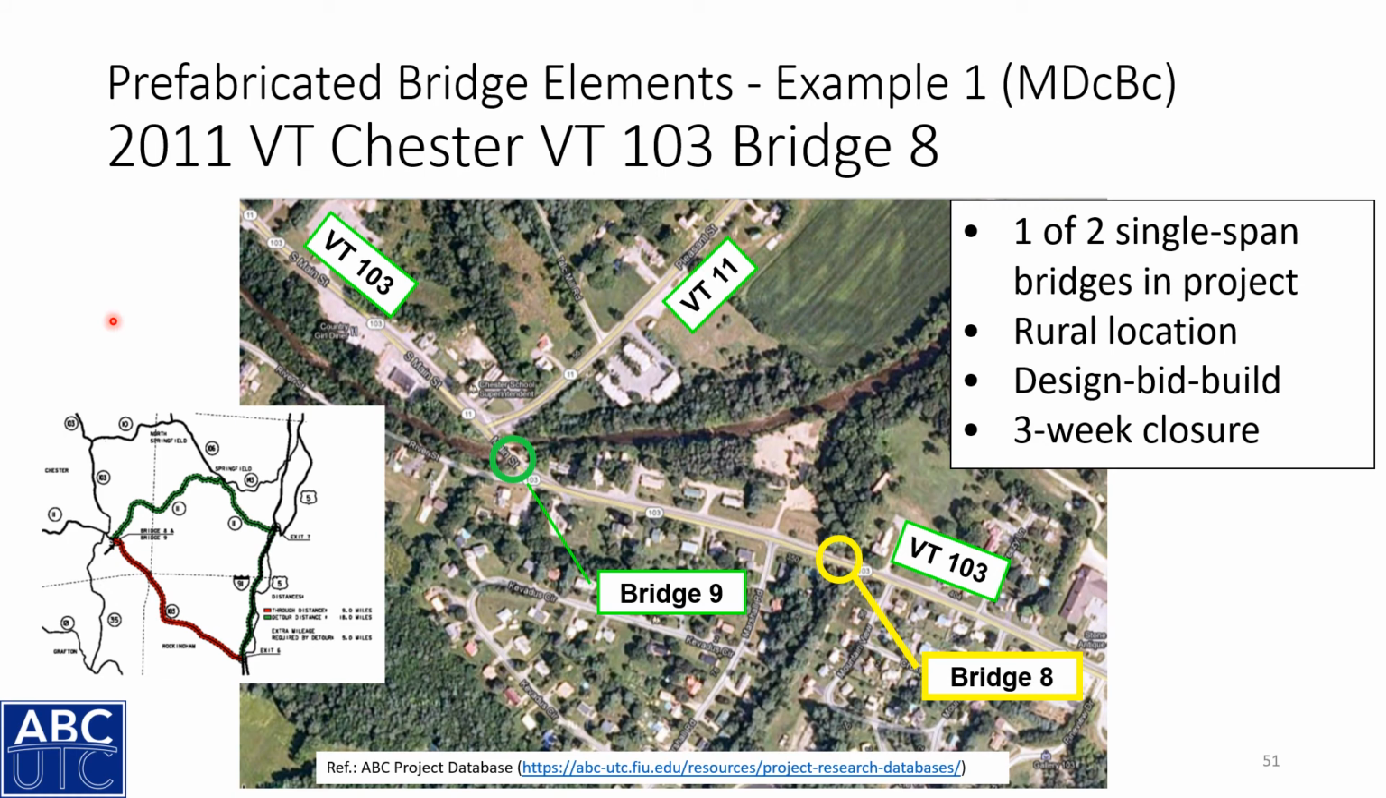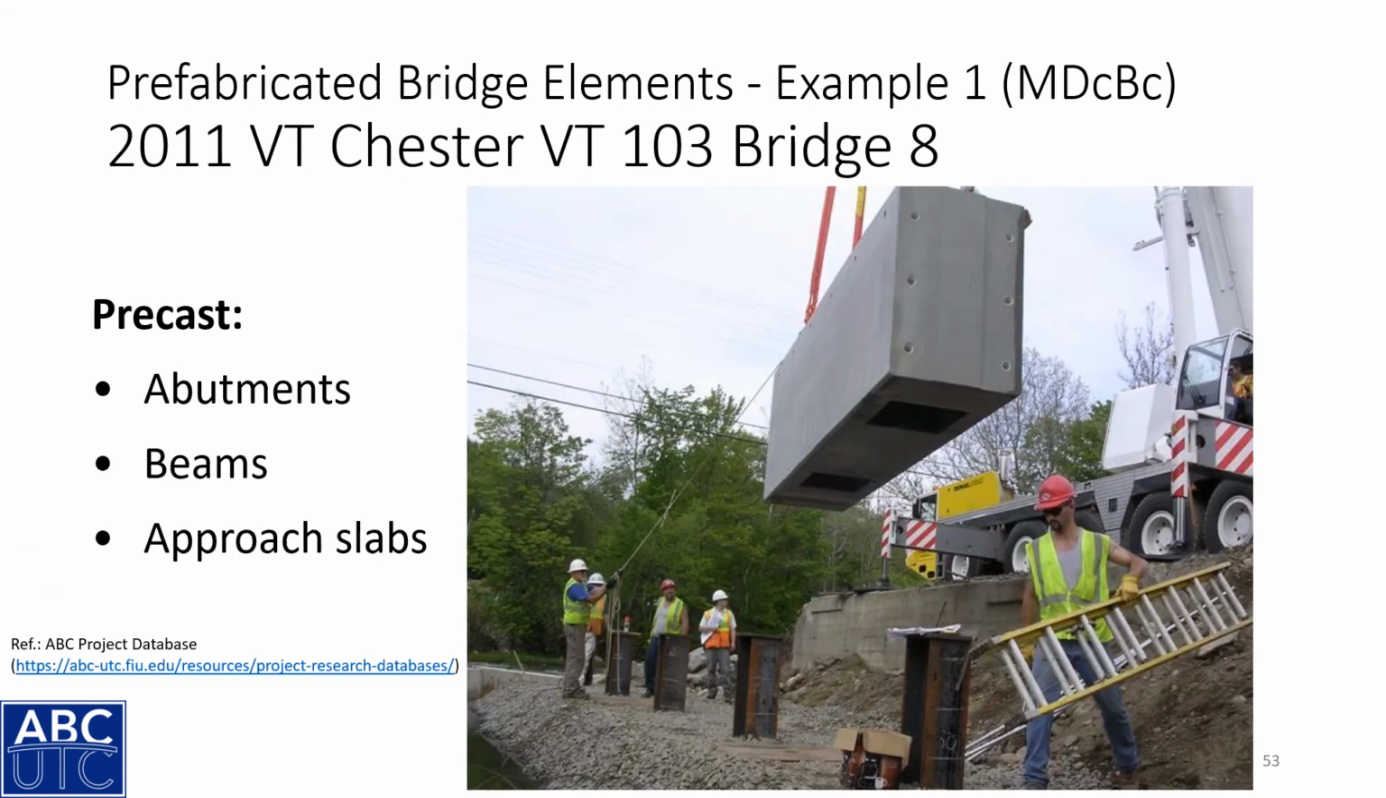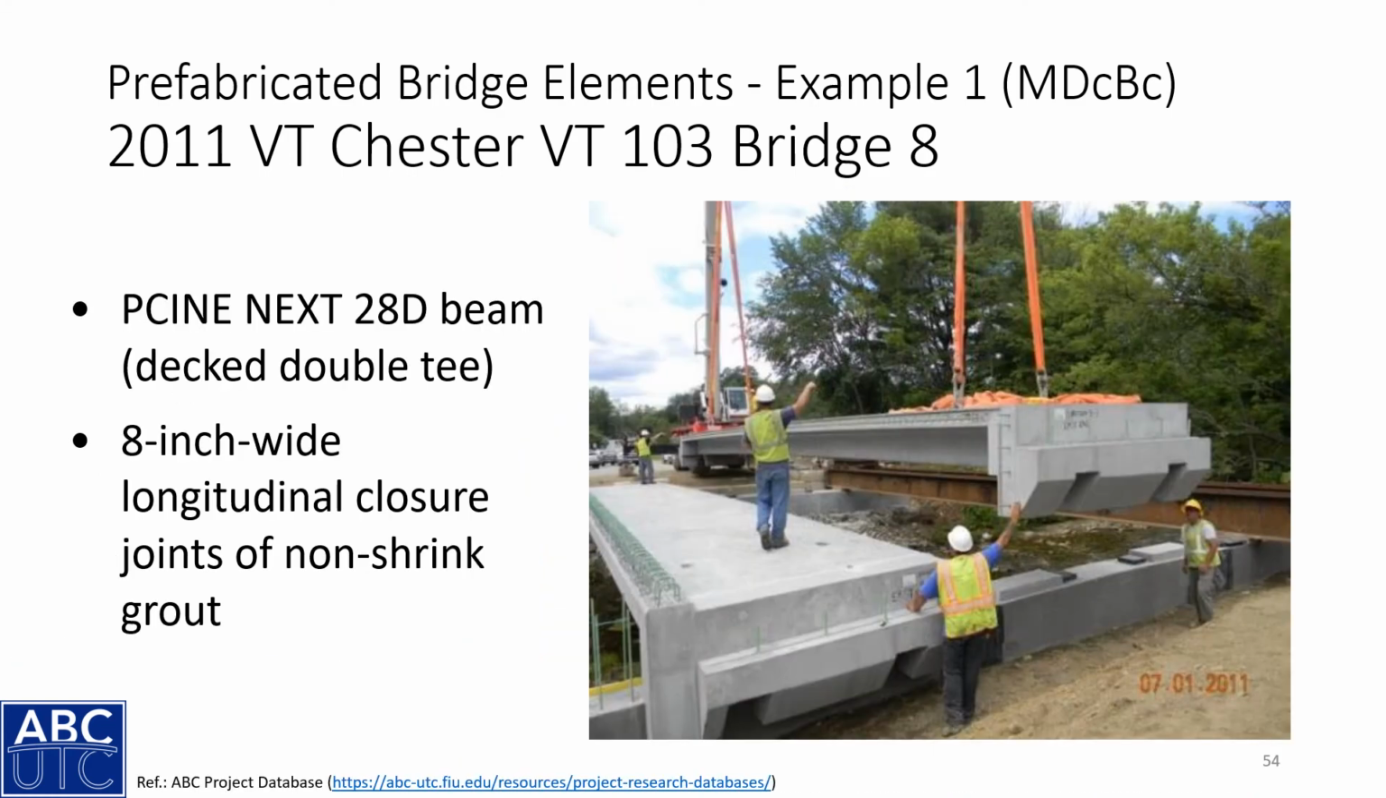In general, these example problems will have one slide with some detailed information on the background of the bridge, the location, and some details on how long the closure was. They'll include the primary reasons why ABC was used on the project. They'll also include what kind of precast or prefabricated elements were used, and some of the other details on the ABC.